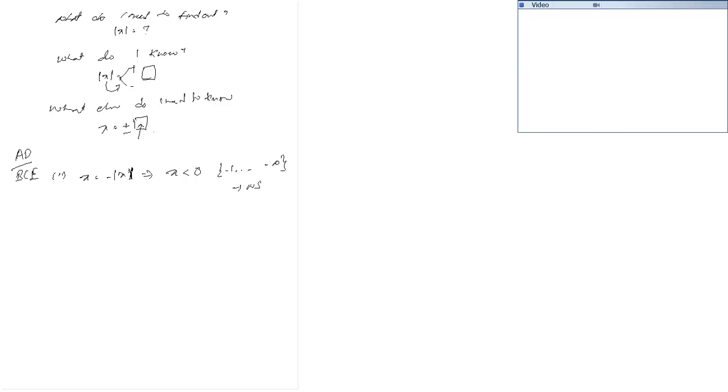So A and D are gone. Let's take a look at the second. Second says x square is equal to 4. This implies x is plus or minus 2. I'm getting two values, plus 2 and minus 2. Is that sufficient for mod x? Yes, this is sufficient.